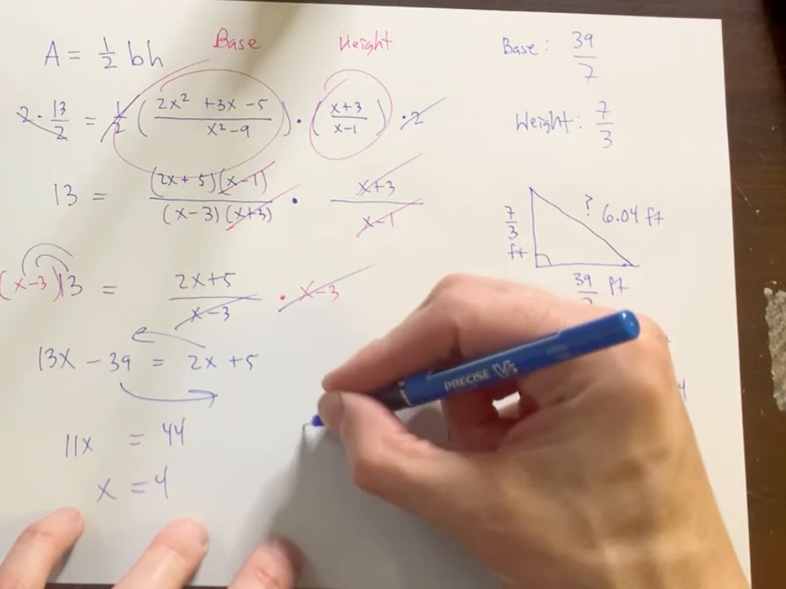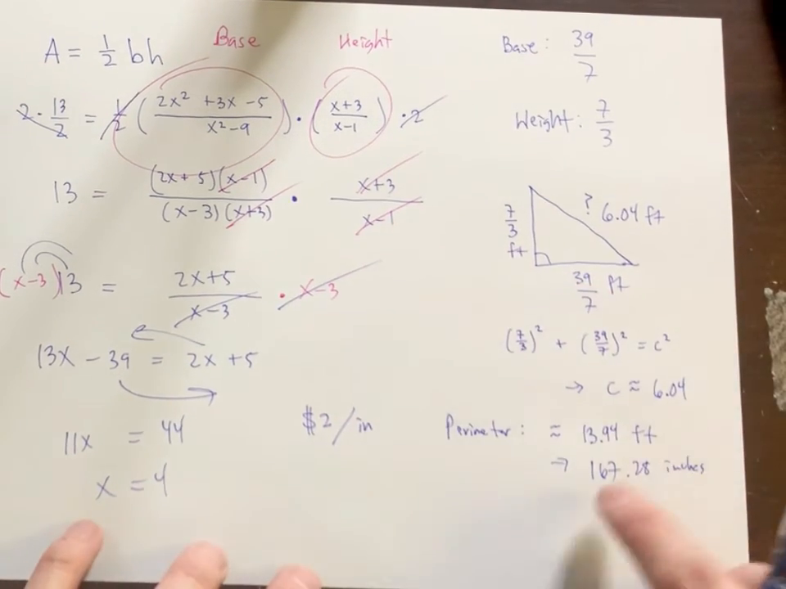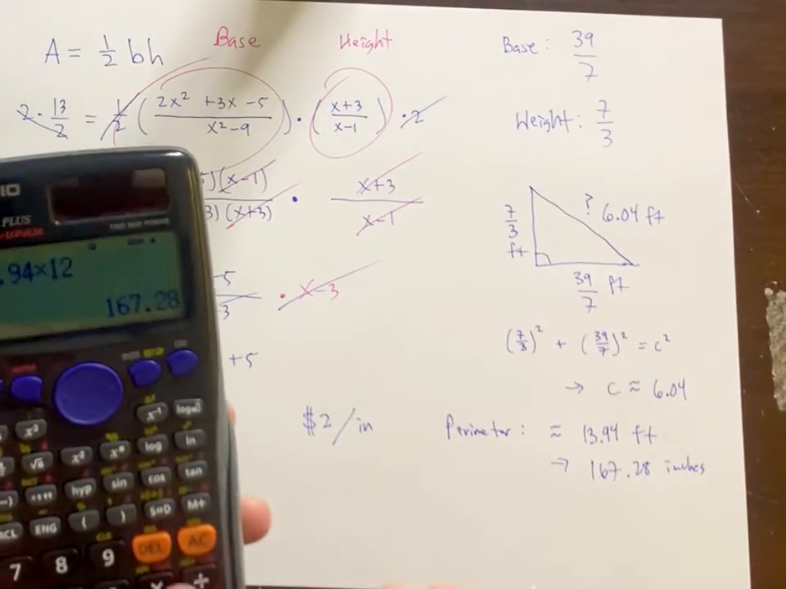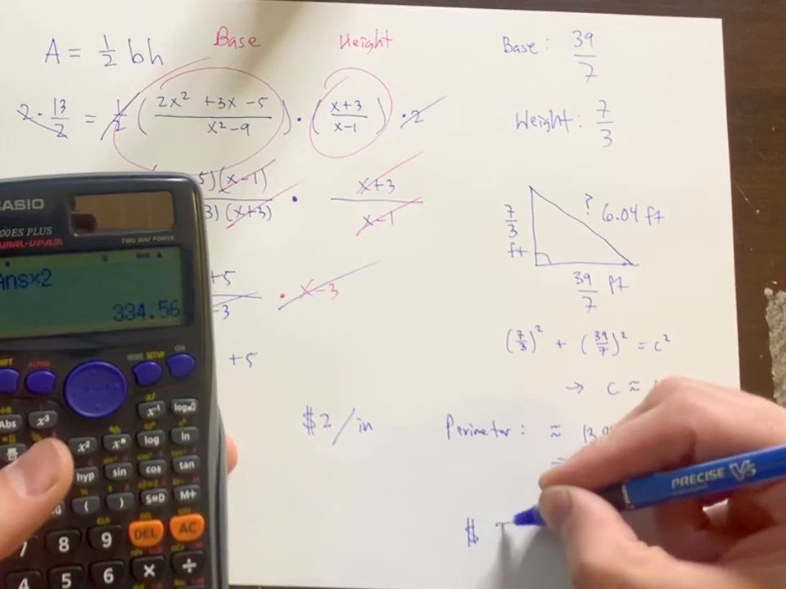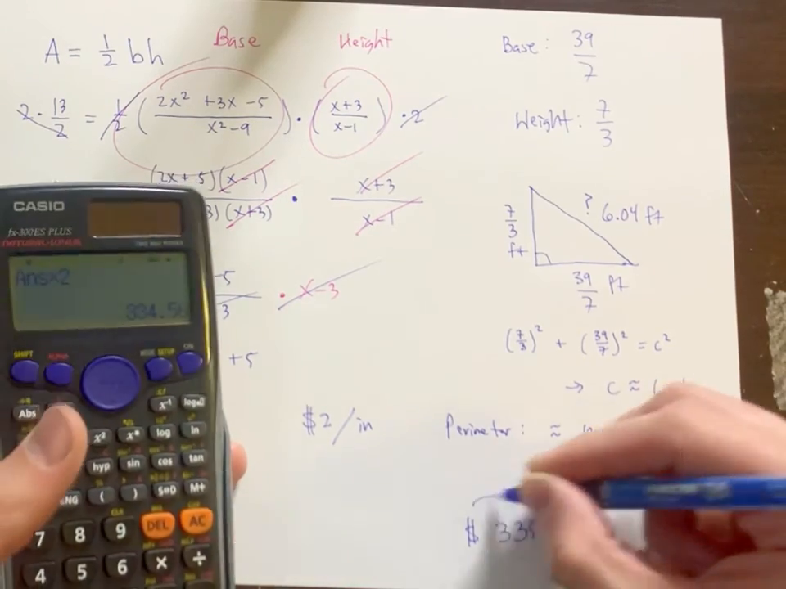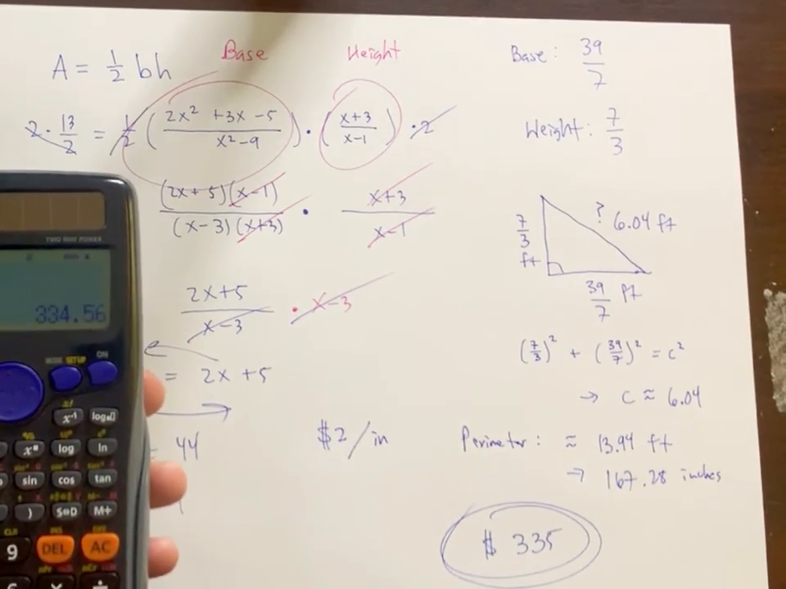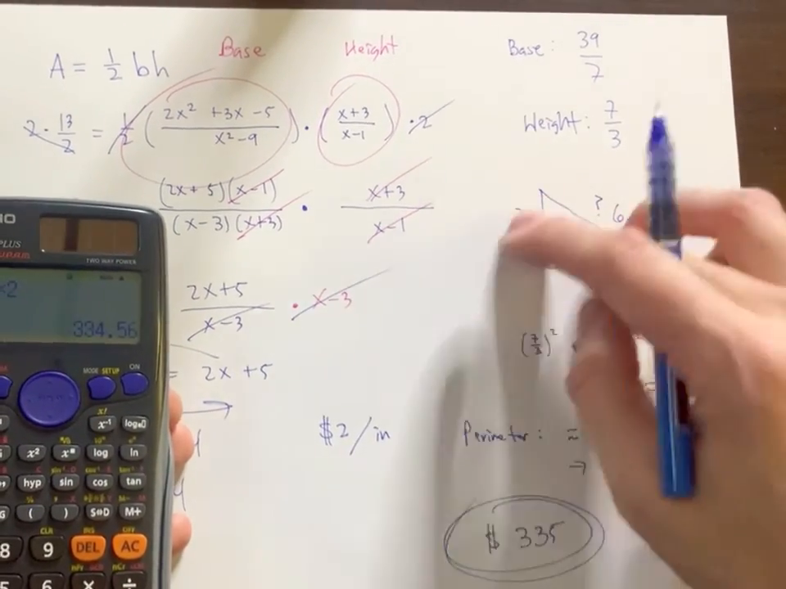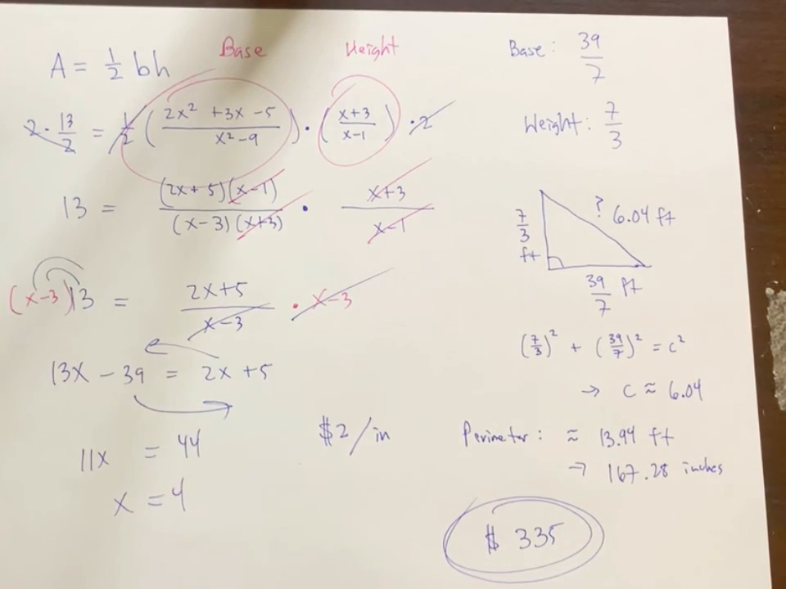And they said that I think they said it's $2 for every inch. So let's take that 167.28, and if you times it by 2, then in terms of the money, we're talking about $335 to wrap up this triangle, the perimeter, to wrap it up in fencing. That's $2 per inch, about $335.